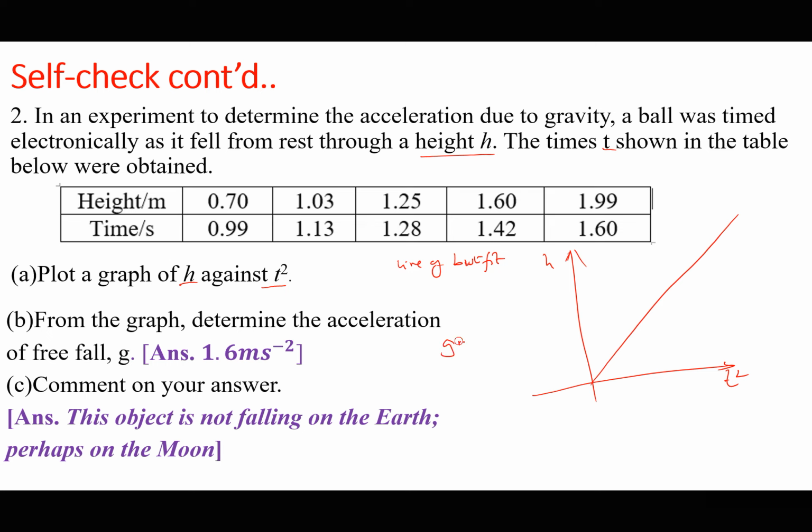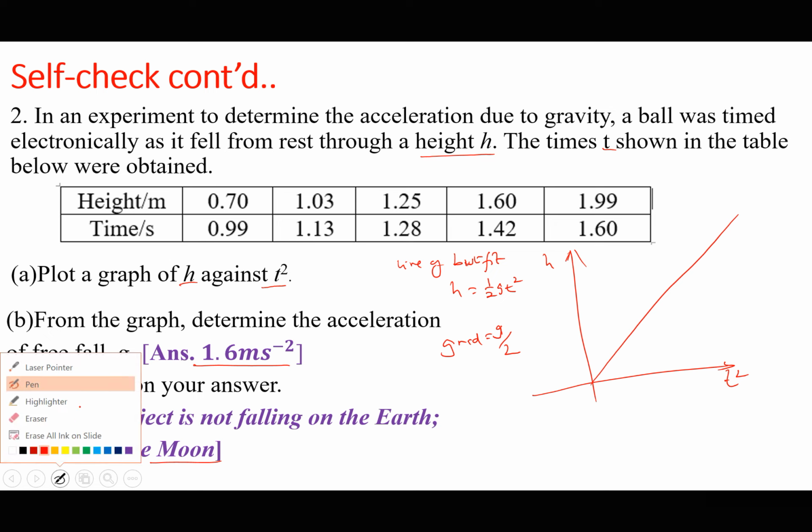We saw that, because we are using h equals a half g t squared, the gradient is equal to g divided by 2. So you could find the acceleration from 2 times the gradient. Comment on your answer. If the answer is 1.6 like I found, this object is not falling on the earth. It might be falling on the moon, because the acceleration of free fall on the moon is approximately 1.6, not 9.81. You can also verify that.